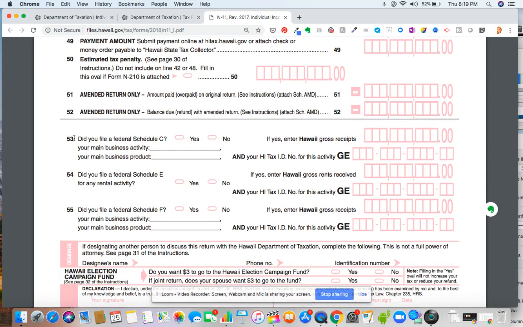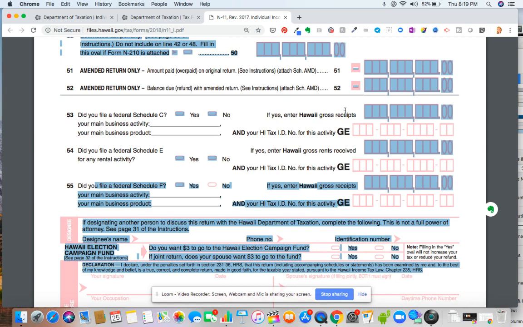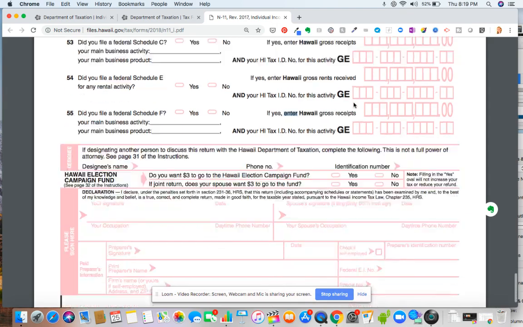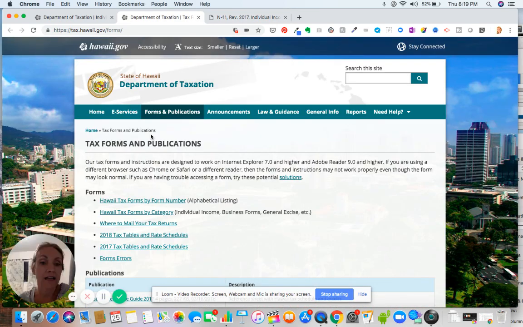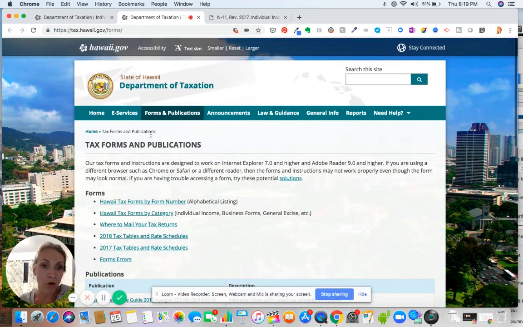Down here, they ask about a few things. Did you file Federal C? Did you file Federal E? Did you file Federal F? And they ask you for the Hawaii portion of that and your tax ID number, GET number. So lastly, that's the tax I'd like to go over quickly because you should be aware of it.